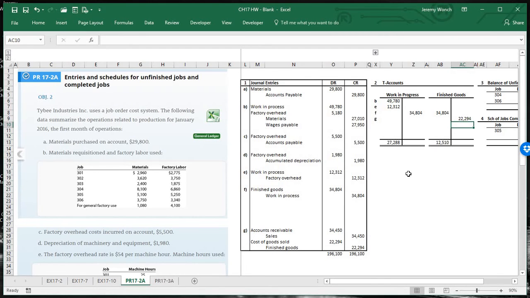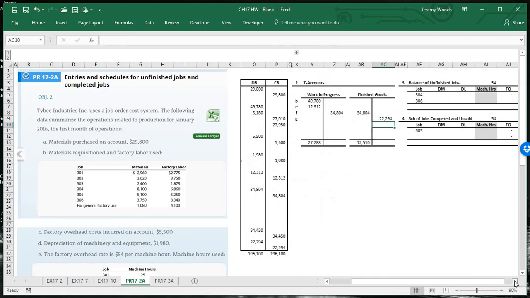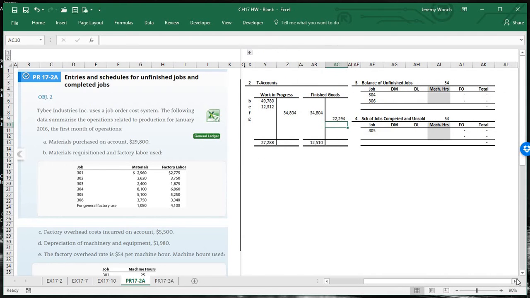So our balance in our work in process account is 27,288, and our balance in our finished goods account is 12,510. And so now it's going to ask us to put together a schedule of the balance of unfinished goods. And so the jobs that have not been finished yet, so it told us that we'd finish jobs 1, 2, 3, and 5. That means the jobs that are unfinished are 4 and 6.